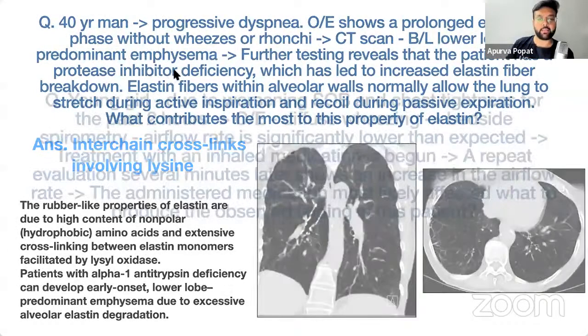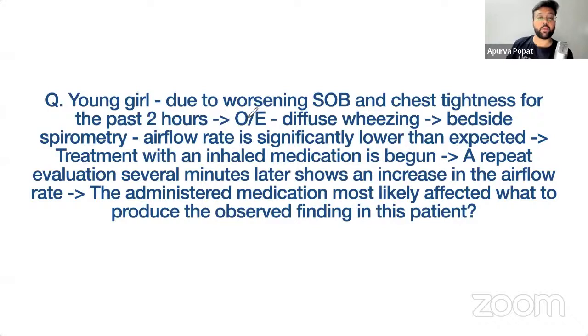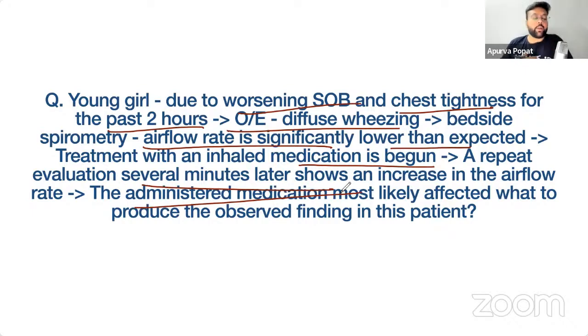That's a copper-dependent enzyme. A young girl is coming with shortness of breath and chest tightness for the past 2 hours. On examination, there is diffuse wheezing. The bedside spirometry shows airflow rate that is significantly lower than expected. That's what people should do as the bedside spirometry. You check the bedside spirometry and you can immediately know what's going on with the patient. Treatment with inhaled medication is begun, and repeat evaluation several minutes later shows increase in the airflow rate. The administered medication is most likely doing what?